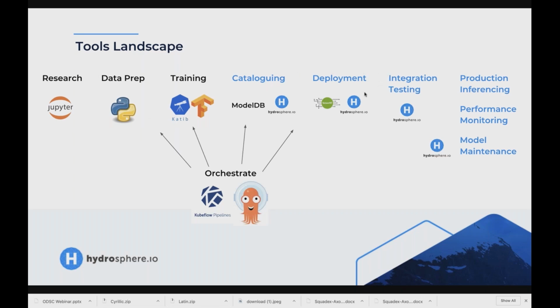So in short, there is a new category that Gartner has released recently, machine learning model management, and basically it addresses these steps of the machine learning lifecycle. In this space we simplify cataloging, deployment, integration, testing, monitoring, and maintenance of machine learning models. That's essentially who we are.